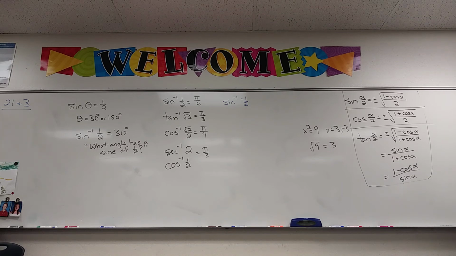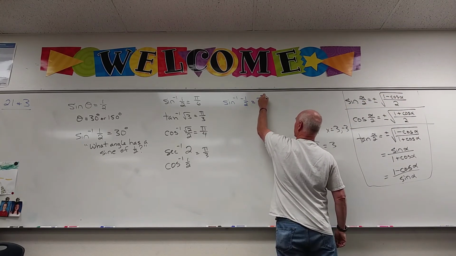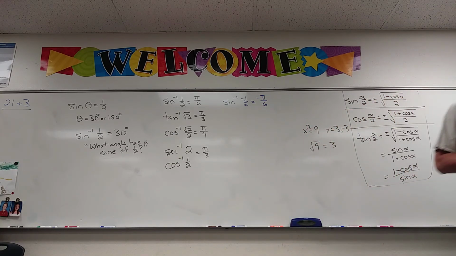If you logically had to take a guess at this one, what would you guess? Negative pi over 6? That would be absolutely correct. Does it have to do with the quadrant? Would it make sense or not make sense that quadrant would be a part of this? It would make sense.